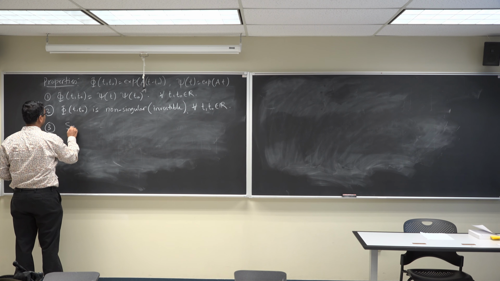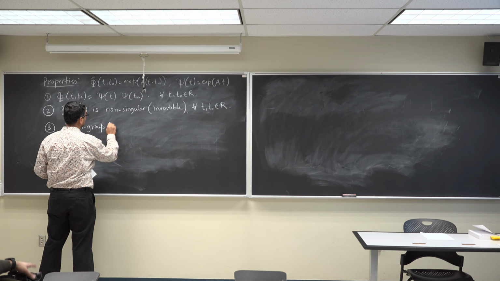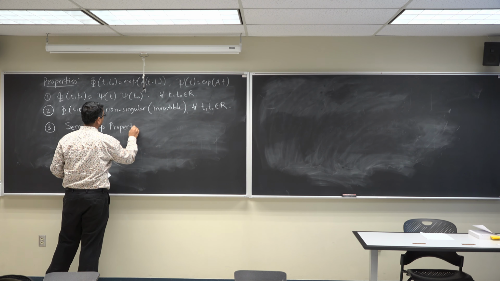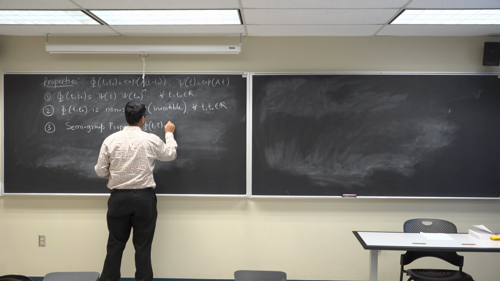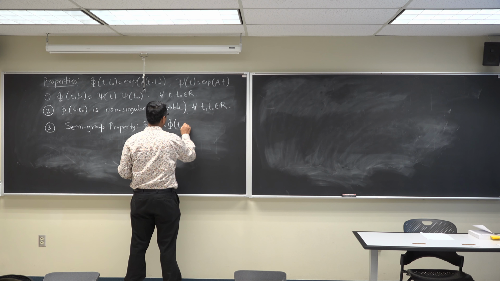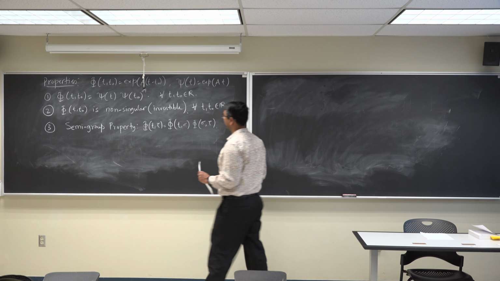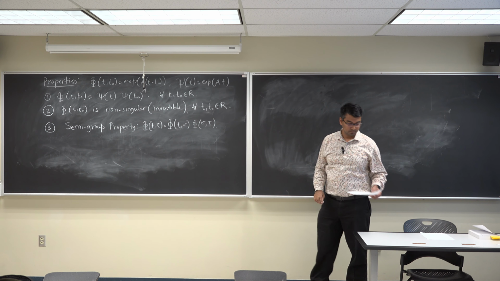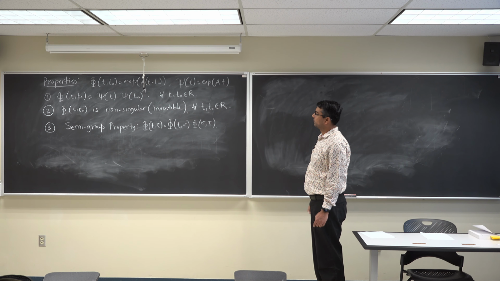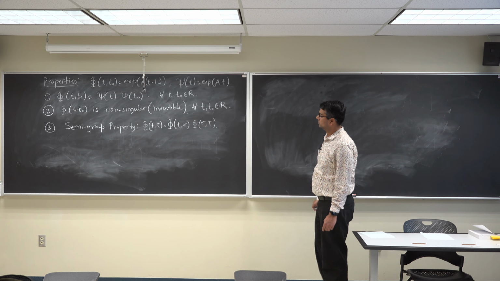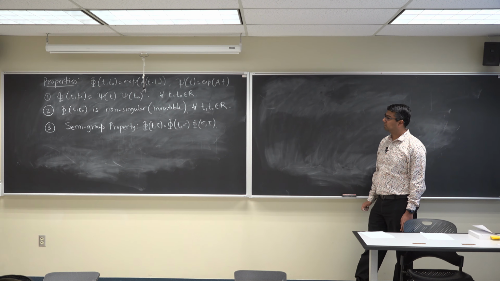The third one is called the semi-group property. I know we haven't talked about group theory here in this class, but this is known as the semi-group property. Phi of t, tau equals phi of t, sigma times phi of sigma, tau. So let me tell you why this semi-group property is important.